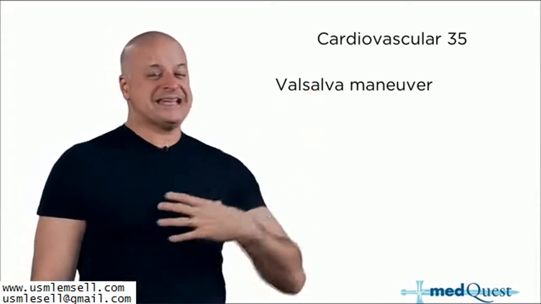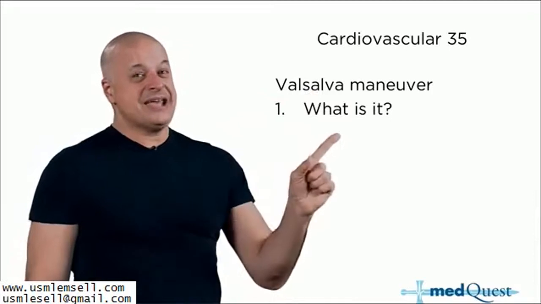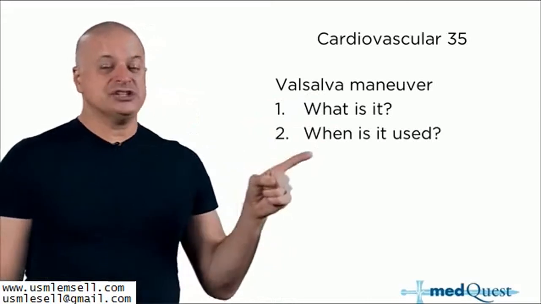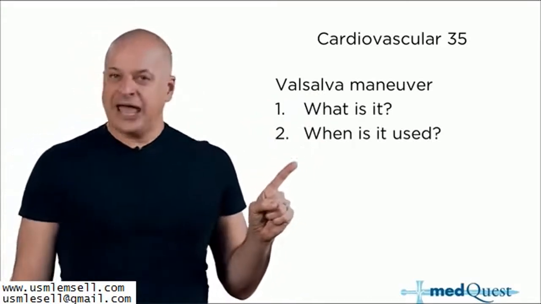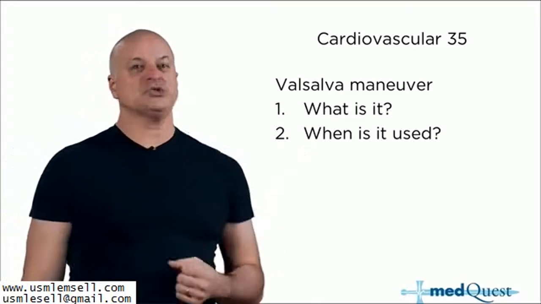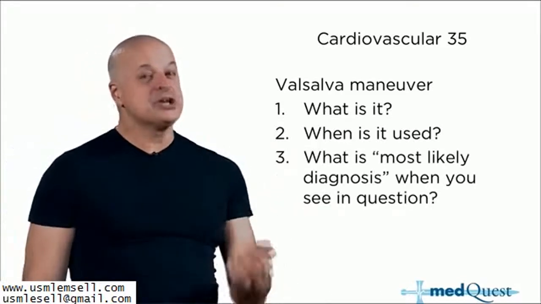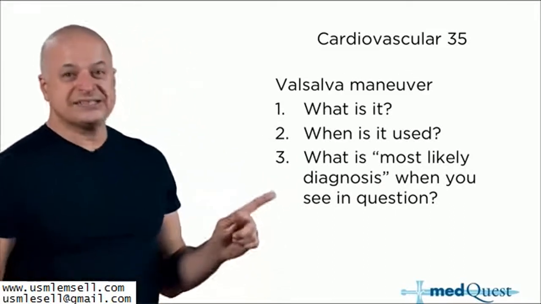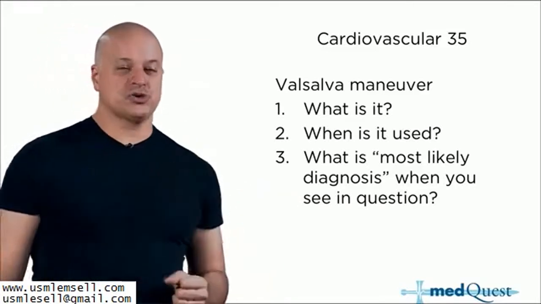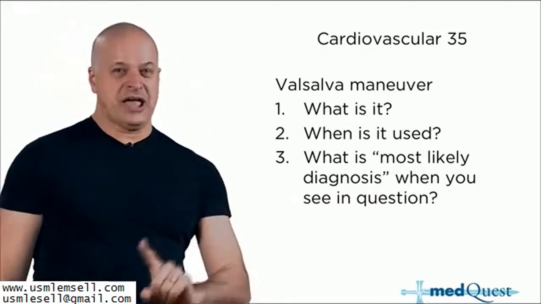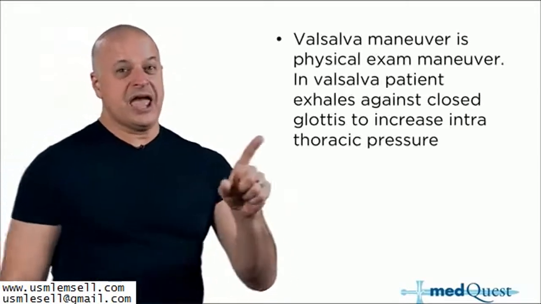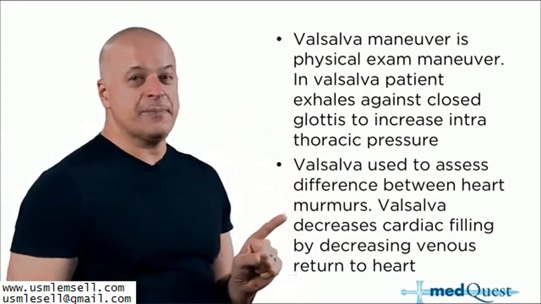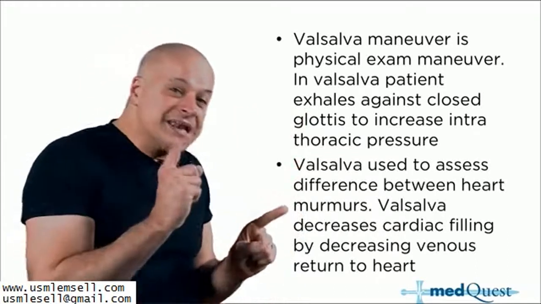Exhalation against the closed glottis increases the pressure in the chest, and therefore it is a maneuver that decreases venous return. It is used to be able to say, do you have a murmur? Most murmurs will decrease with Valsalva, except mitral valve prolapse and HOCM. When you see this in the question, it is auscultatory lesions: AR, MR, AS, MS.